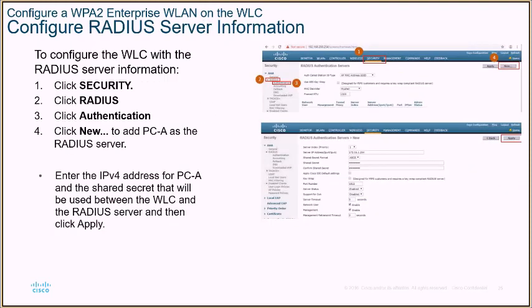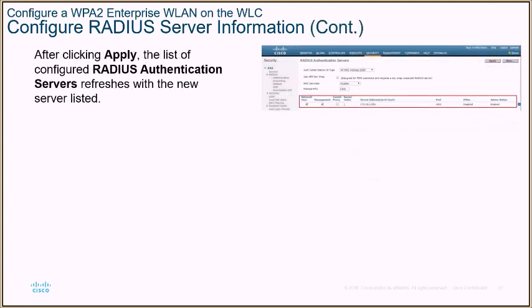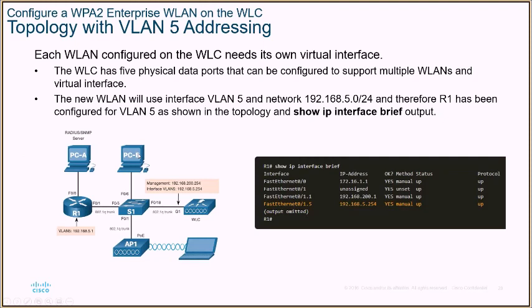All right, how do we get security going? And so, of course, it's under the Security tab. And then, of course, you have an option of RADIUS, and then you can configure the authentication, and you can create a new profile, I suppose you could call it. And so from there, you can enter the IP address of the server, a shared secret that's used between the server and the client, and they have to be set on both. And then you click Apply. After clicking Apply, the list of configured RADIUS authentication servers refreshes with a new server listed.